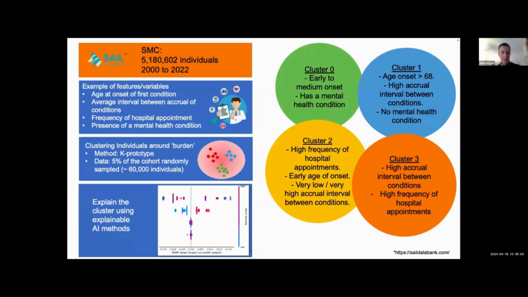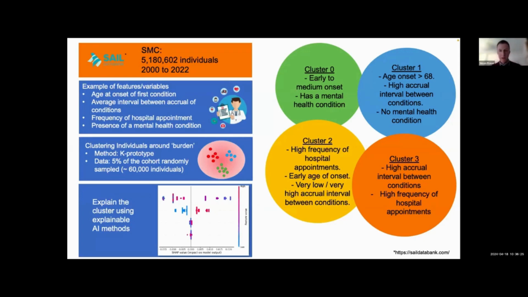We've taken some features and variables there on that top box, and we've undertaken some K-prototype clustering to look at how conditions, what features cluster together, and then we're sort of using the explainable AI methods to explain those clusters. So on the right are some examples of clusters, and again, take this with a big pinch of salt.